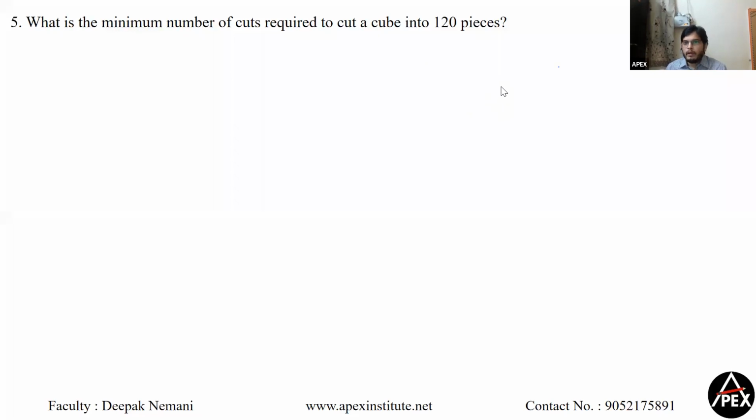343 is not the maximum number of cuts, it is 342. So when you make 342 cuts in the same direction, you will get 343 pieces. So what is the answer for this question? 12, 9, 11. Okay, let's see.